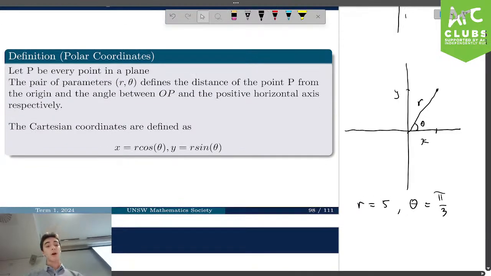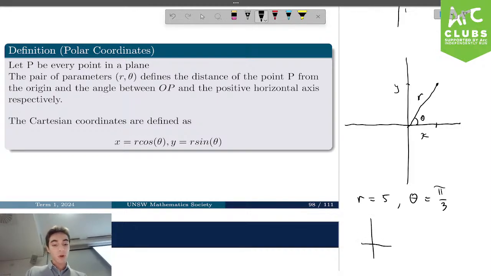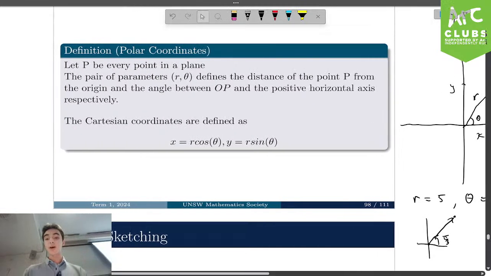on 3, right? What this is telling us is that to get to that point, you have to stand at the origin and turn pi on 3 radians anti-clockwise, and then walk forward 5 units to get to this point, right? That's what the polar coordinates are telling us, okay?